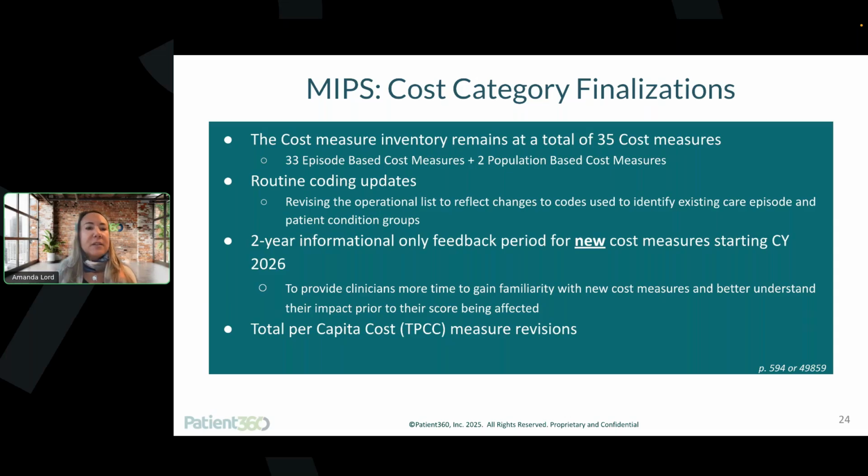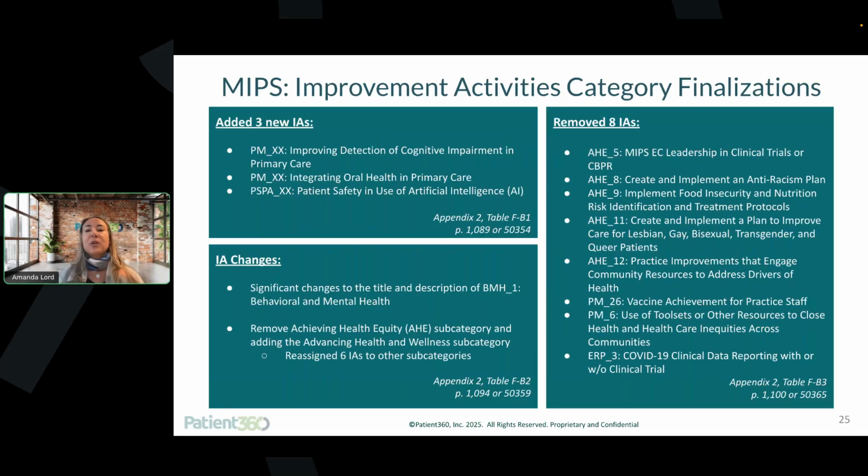Improvement activity finalizations, pretty self-explanatory slide. The 2026 final rule demonstrates that CMS is evolving the improvement activities category to better align with its new strategic focus. We can see that this is most evident in 2 of the key finalized policies. There's a new subcategory. They finalized the removal of the achieving health equity subcategory and replaced it with the new advancing health and wellness subcategory. So this does signal a clear shift toward prioritizing prevention and overall well-being.